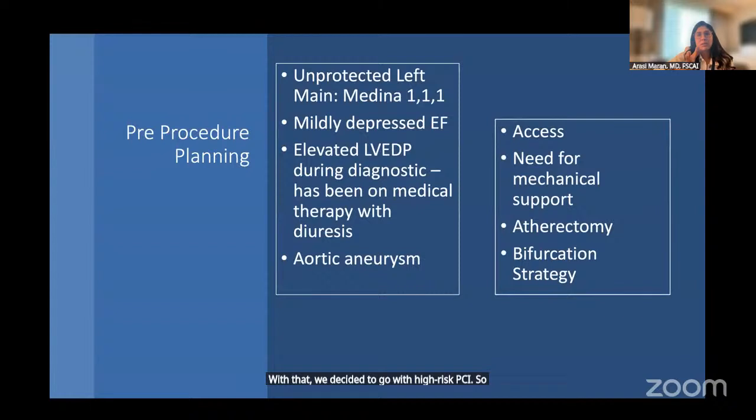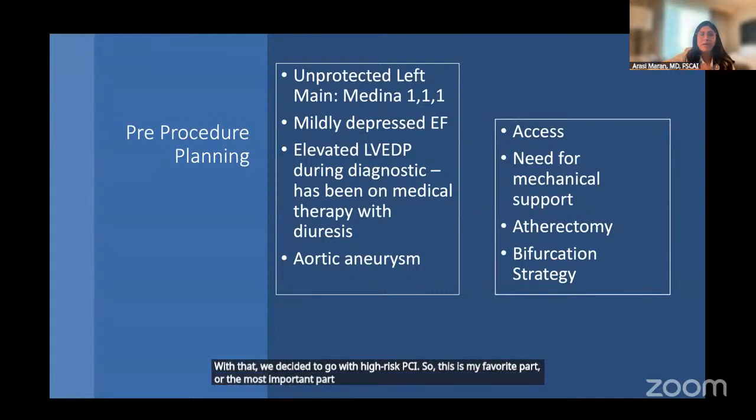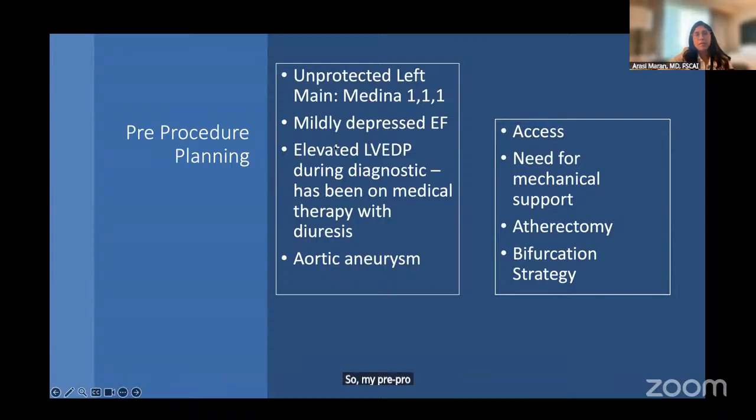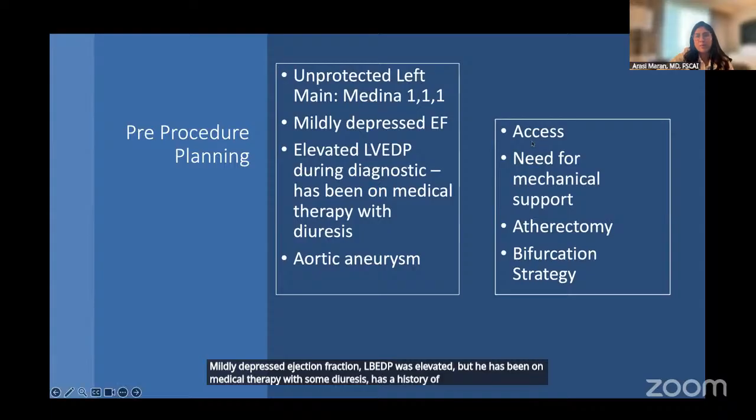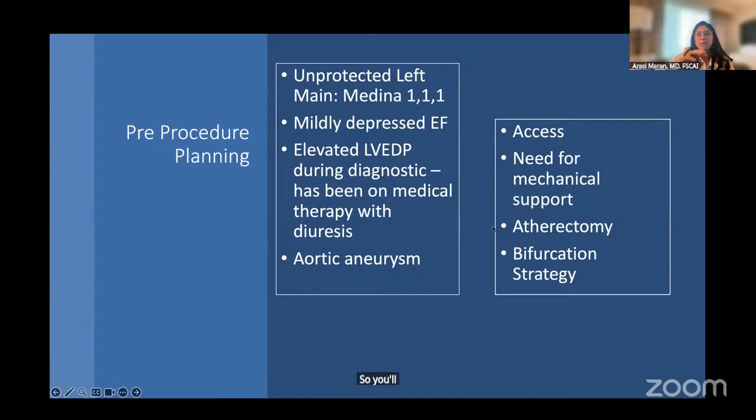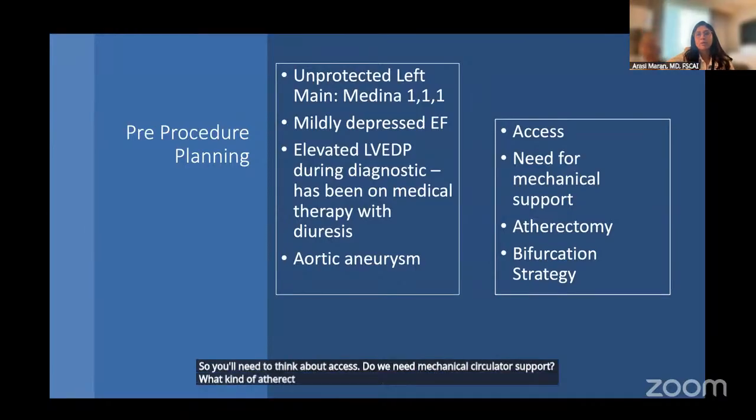So this is my favorite part, or the most important part. Failing to plan is planning to fail. My pre-procedure planning: it's an unprotected left main, Medina 1-1-1, with mildly depressed ejection fraction. LV-EDP was elevated, but he has been on medical therapy with some diuresis, and has a history of aortic aneurysm. So you need to think about access. Do we need mechanical circulatory support? What kind of atherectomy are you going to do? And what kind of bifurcation strategy are you going to plan?